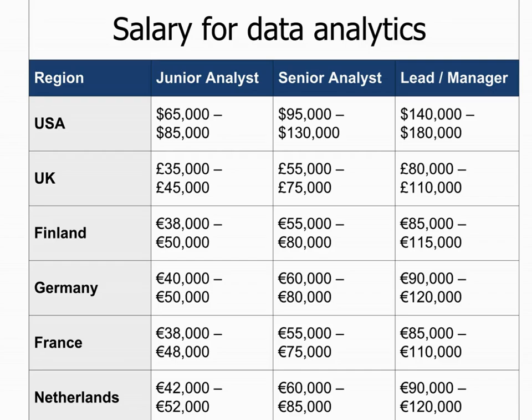The key message from this slide is simple. Data analytics is not only a growing field, but it is also a rewarding career that offers excellent earning potential and long-term job stability.